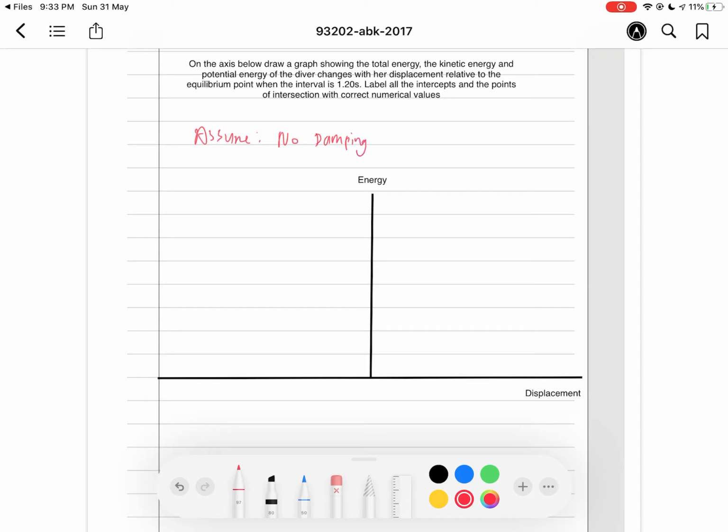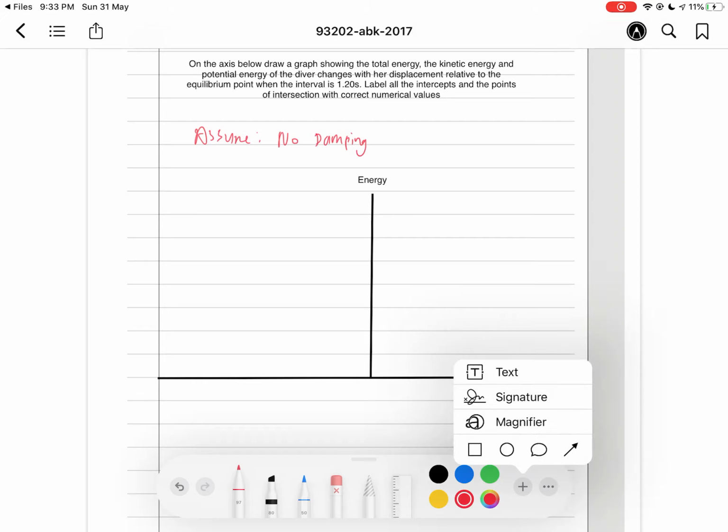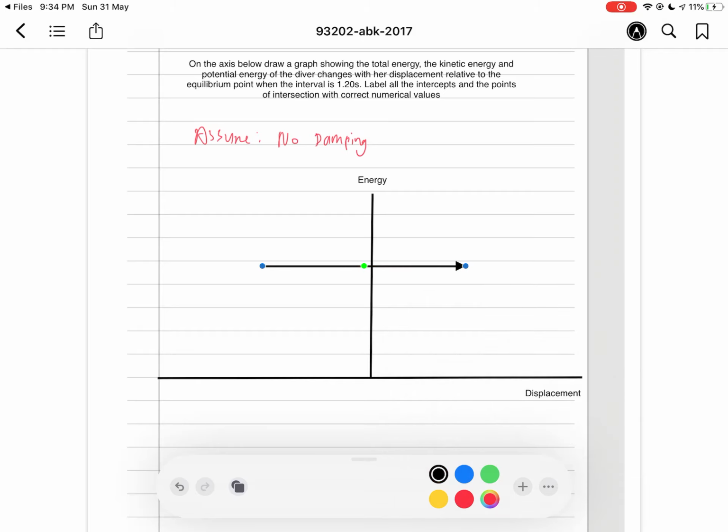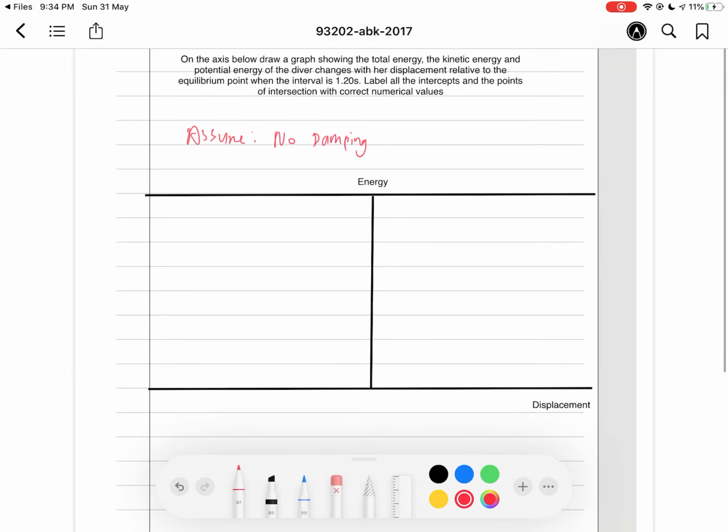Because if there is dampening, then the total amount of energy will decrease over time, and the amplitude of oscillation will also decrease over time. So we're going to assume there's no dampening, which means we can immediately draw our line for our total energy. It's just going to be a straight line here, because it's always going to be constant. A straight line represents our total energy. Alright, so this is our line. We can say that this is our energy total.